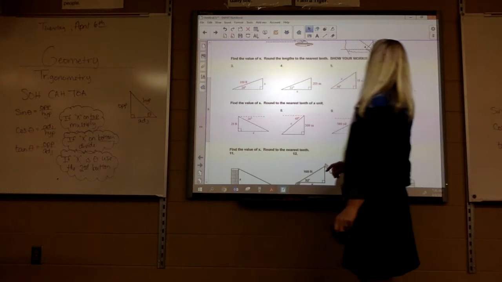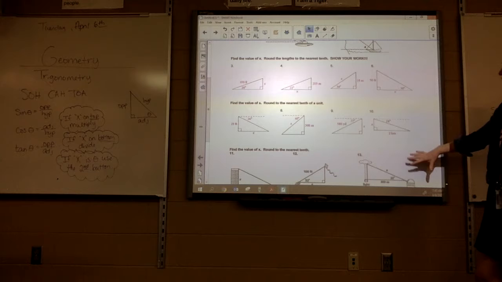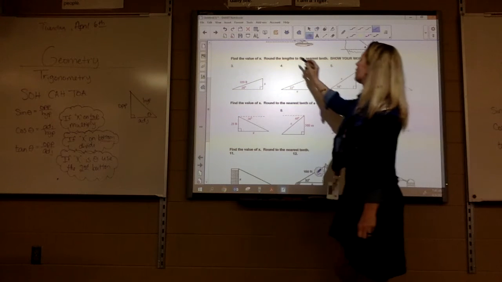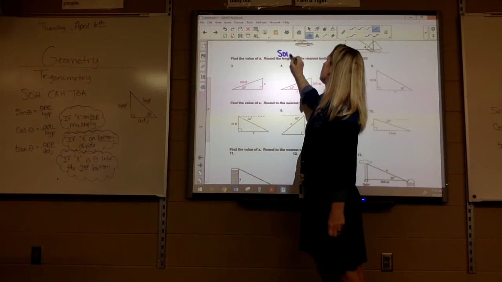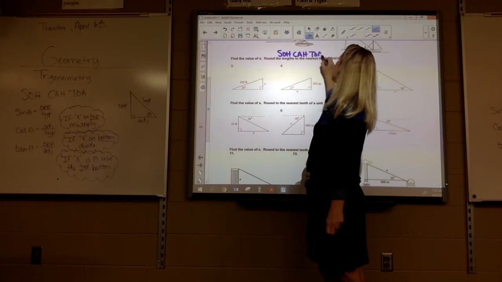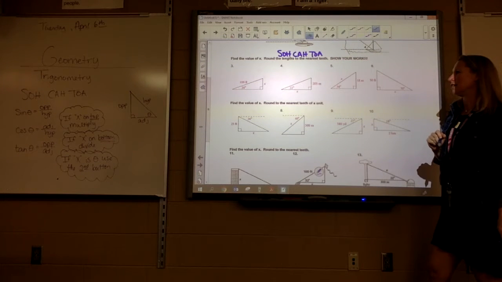So numbers 3, well, really this whole front page is just review of trigonometry. So if you just want to write out SOHCAHTOA, you guys remember how to spell SOHCAHTOA? Write out SOHCAHTOA.